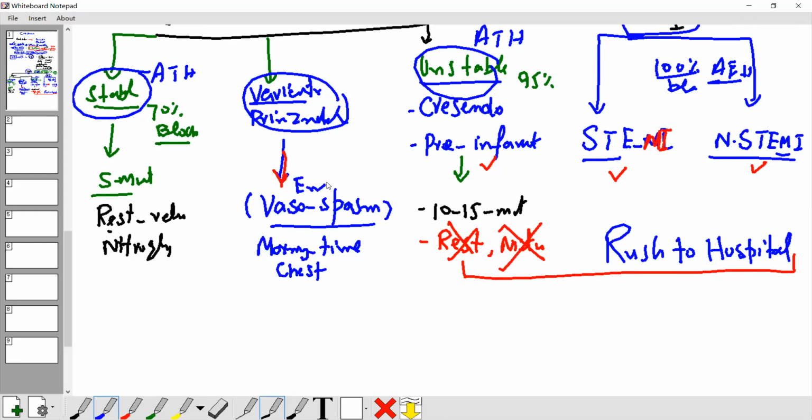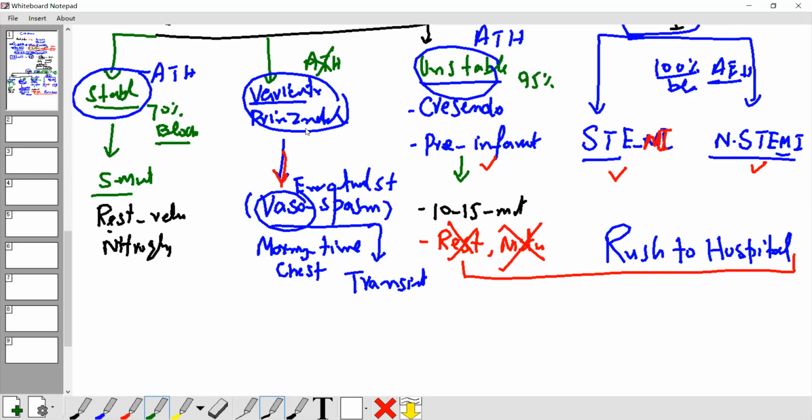Any emotional stress, what happens? Vasospasm. So vasospasm is not a permanent block; vasospasm is just a transient block. Must keep that in mind. It's not atherosclerosis. So what is the therapy here?